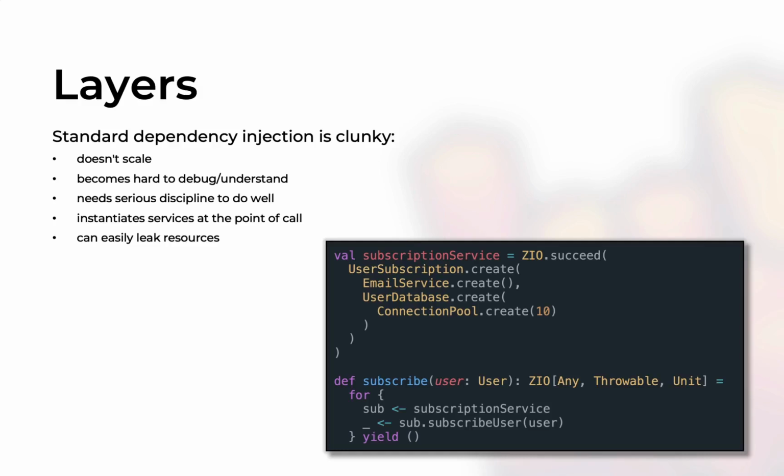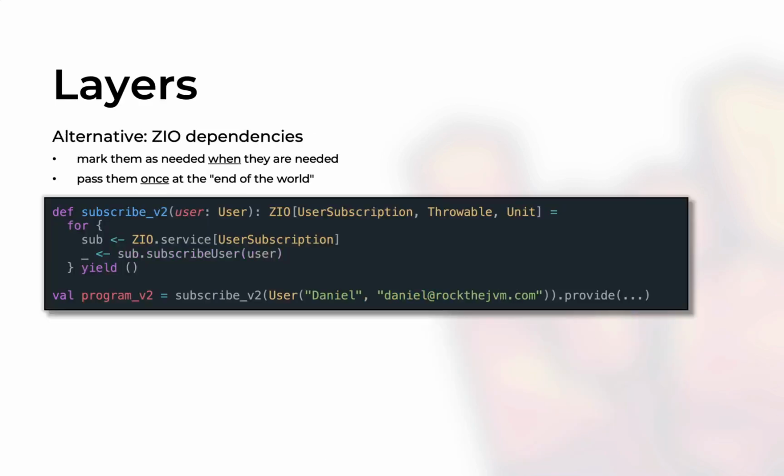It will almost always need to instantiate these services at the point of call of our APIs, which is the reason why, if we're not careful, calling these APIs many times can accidentally create these services many times, which is obviously inefficient, and it can also leak resources. And this is why ZIO comes with an alternative, which is the dependency defined in the type signature of the ZIO effect itself. And therefore, through this pattern, we only need to mark these dependencies as needed when they are needed, and not necessarily instantiate them on the spot, and only pass them once at the end of the world when we actually spin up our services.